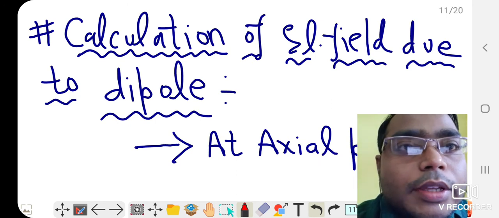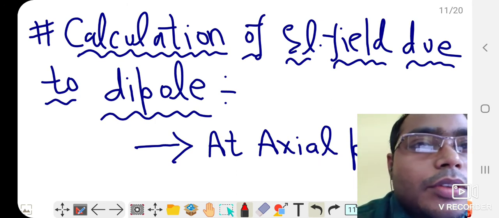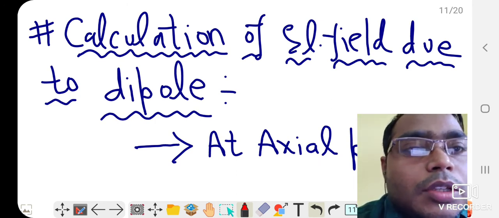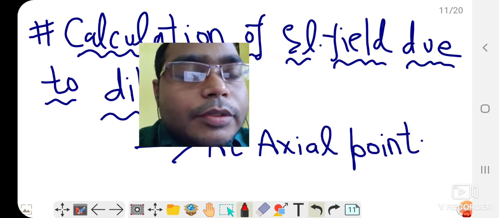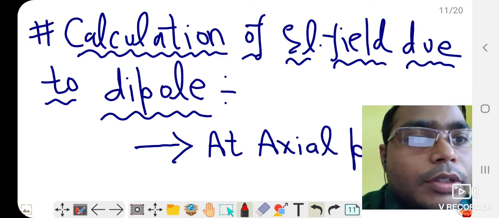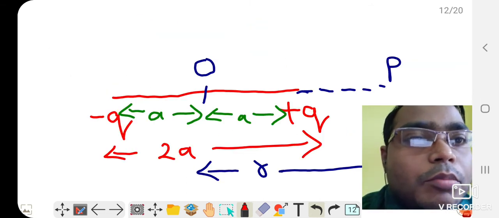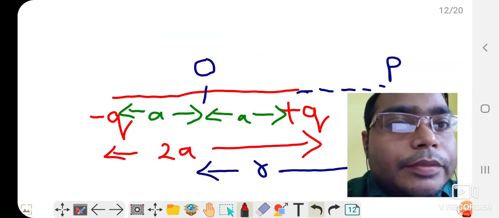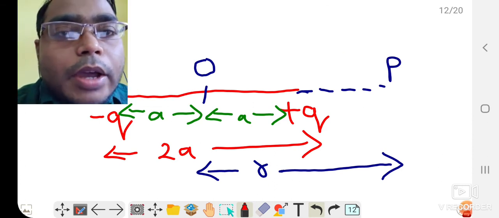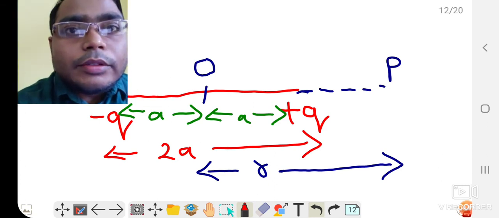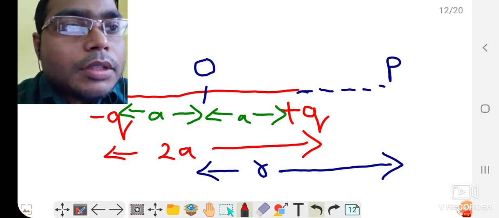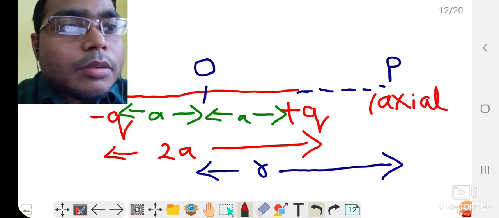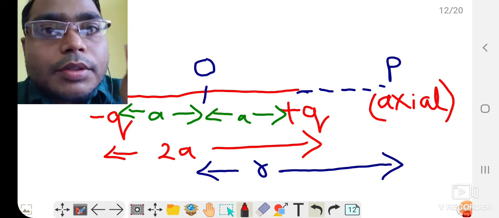So let us move to the next topic, calculation of electric field due to the dipole. Our first point will be at the axial point. What is the meaning of axial point? As you can see in this picture, there are dipole charges minus q and plus q, and we have taken the point P. So point P is our axial point. This is known as the axial point. I think it is clear.